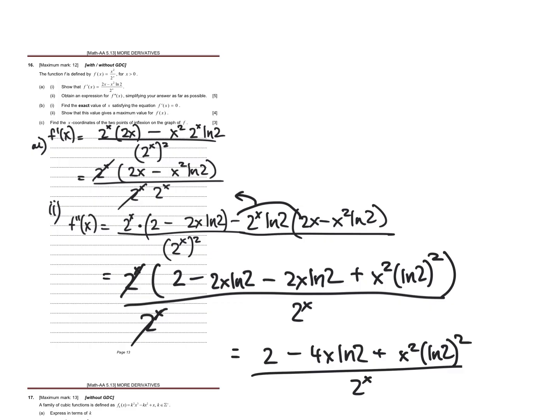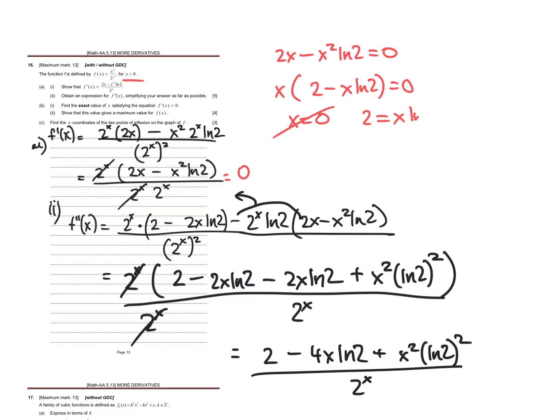All right, for b, we want to find the exact value of x satisfying the equation first derivative equal to 0. So we have this equals 0, cross multiply by 2 to the x. We're going to have 2x minus x squared natural log 2 equals 0. Factor out an x. We're going to have 2 minus x natural log 2 equals 0. So x is 0, which it can't be. And 2 minus x natural log 2 equals 0, so 2 over natural log 2 is the value of x satisfying that equation.